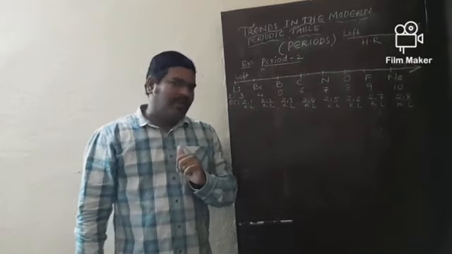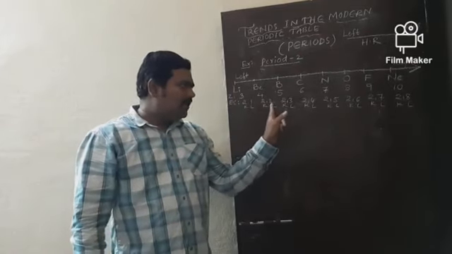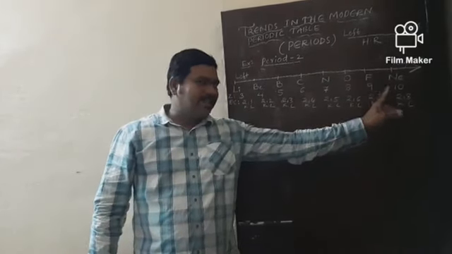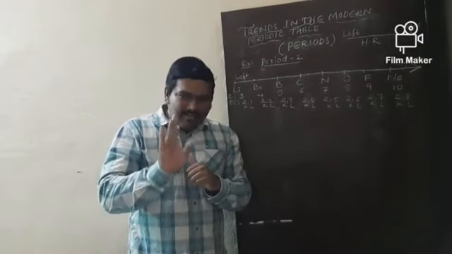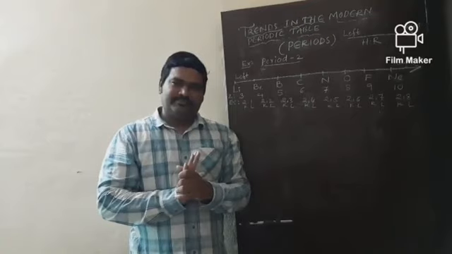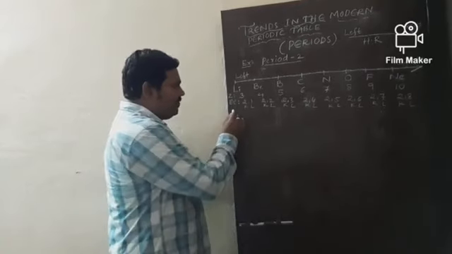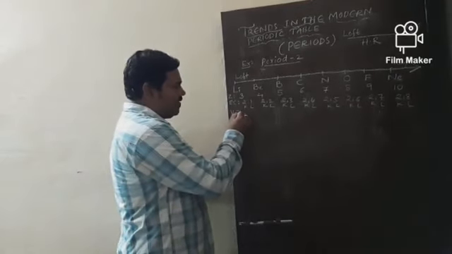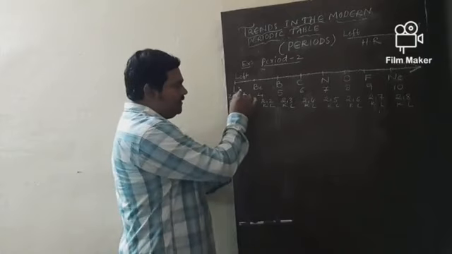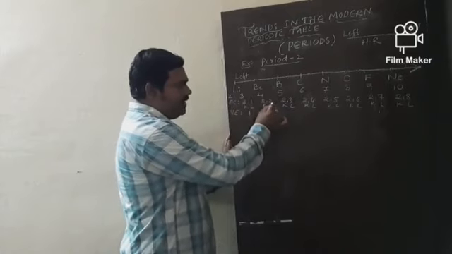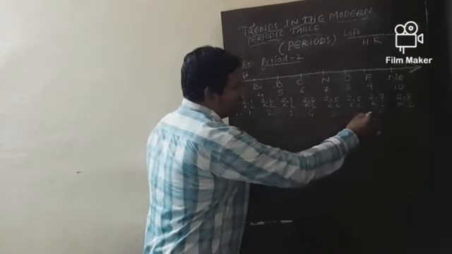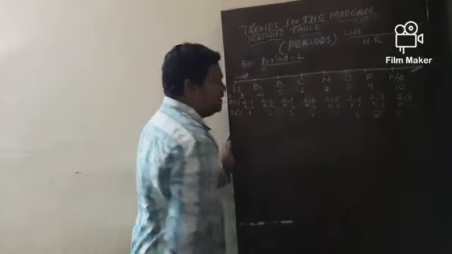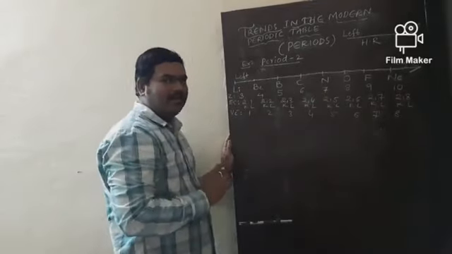Whether you observed or not, the number of valence electrons is increasing in a regular manner, but the number of shells remains the same. Okay? And now next, valence electrons count. Lithium has 1, beryllium 2 valence electrons, boron 3, 4, 5, 6, 7, 8. So valence electrons are increasing in a regular manner.